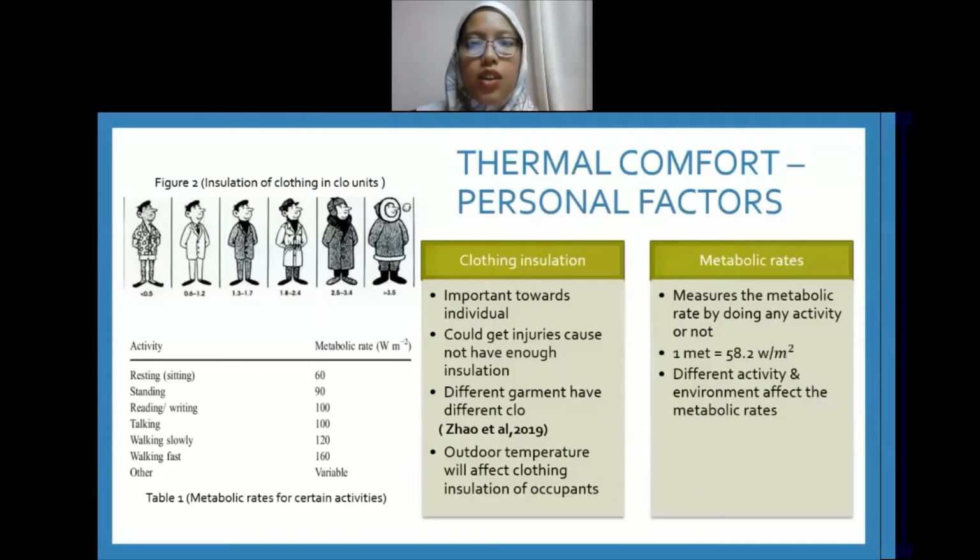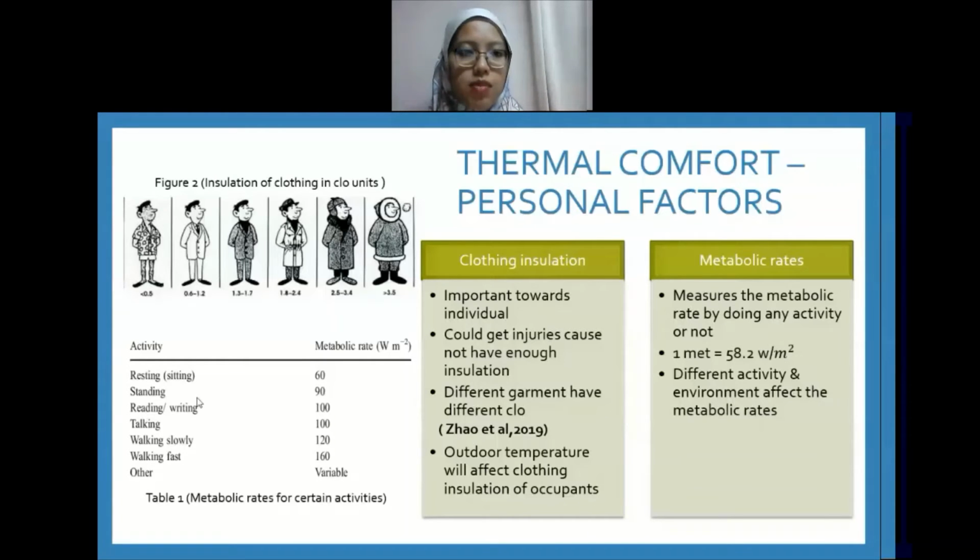Next, outdoor temperature will affect clothing insulation of occupants. For metabolic rate, it can be measured even if you do any activity or do not do any activity. 1 MET represents 58.2 watt per meter square. Next, different activity and environment will affect the metabolic rate.